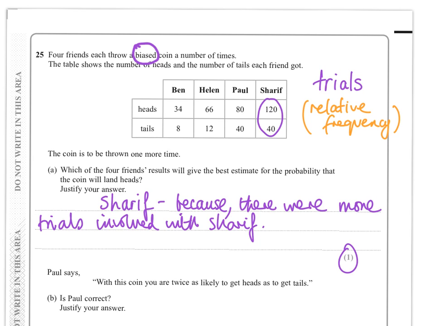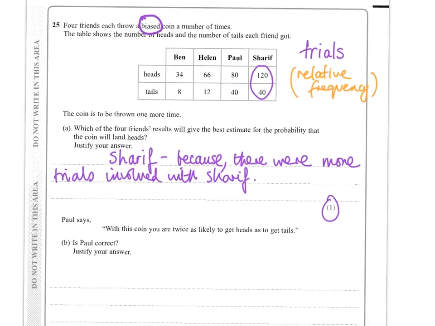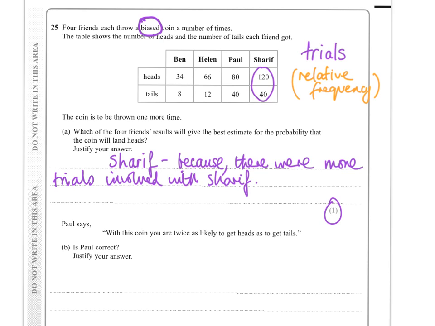The next part of the question says, Paul says, with this coin, you are twice as likely to get heads as to get tails. Is Paul correct? Well, in terms of Paul's data, he would think that, wouldn't he? Because he did get twice as many heads as tails. But don't forget, we're looking at having a reliable set of data, i.e. the more you flip that coin, the more reliable the data will be, because you'll start to see a pattern. Now Sharif threw the coin 160 times in total and got 120 out of 160 as heads. Now, if you think about it, was the number of heads twice as much as tails? Well, no, it wasn't. It was 3 times as much.